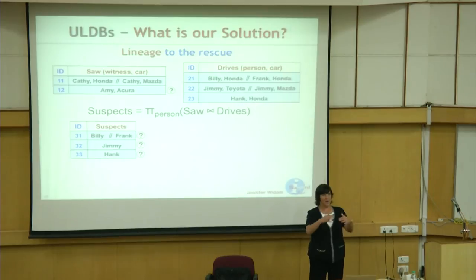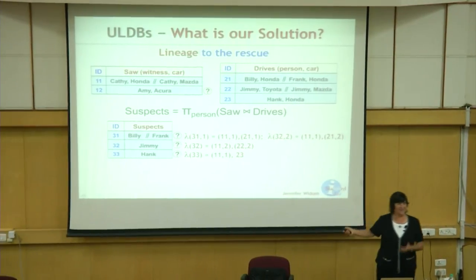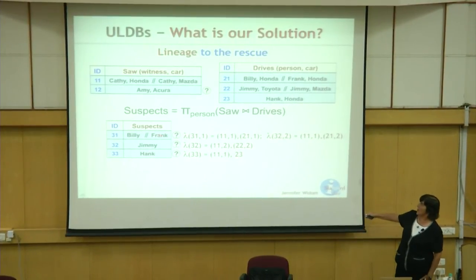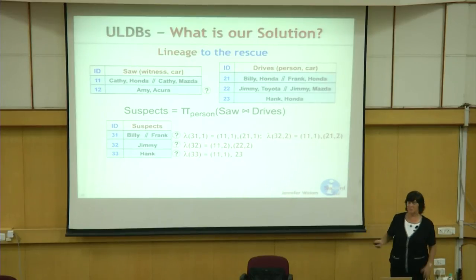Lineage says, where did data come from? I have data in my answer. Where did that come from? And we actually added, this is the representation here. You can think of it as pointers. We added to the result pointers that said, this says that the first alternative of tuple 31 came from the first alternative of 11 and this first alternative of 21. I tried making this slide with arrows, and it got too messy. But you can think of these as arrows just pointing to the data that it came from.